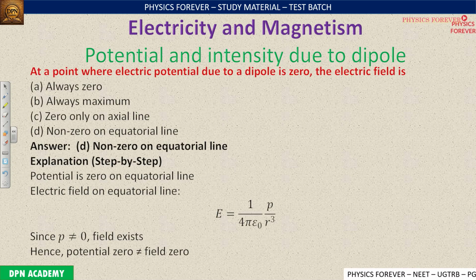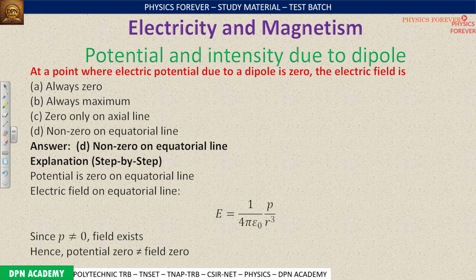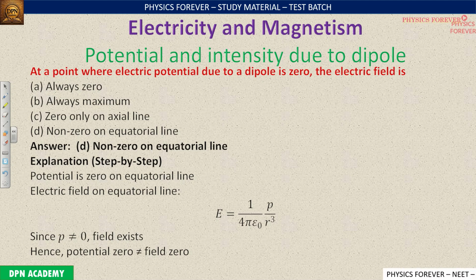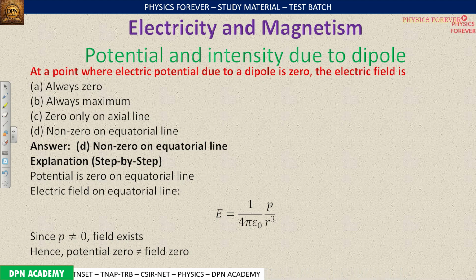So the next question: at a point where the electric potential due to a dipole is 0, the electric field is? The correct option is option D, that is non-zero. The potential is 0 on the equatorial line, so the electric field on the equatorial line is 1 by 4 pi epsilon naught, p by r cube. Here p is not equal to 0, so the field exists. Hence potential 0 does not mean field 0. The correct option is non-zero on the equatorial line.